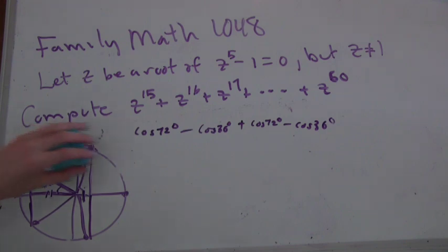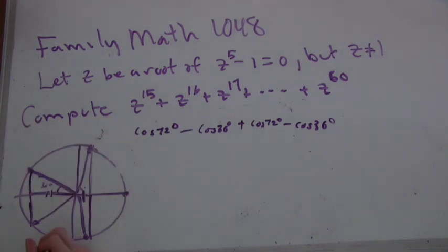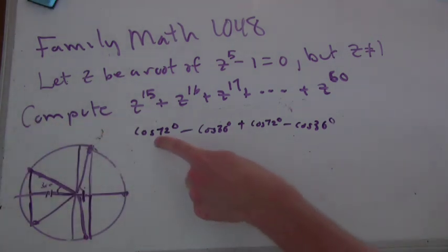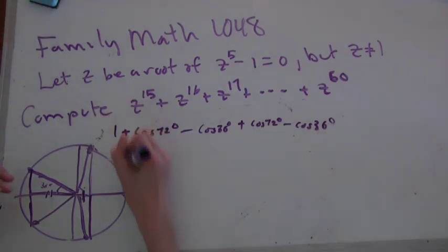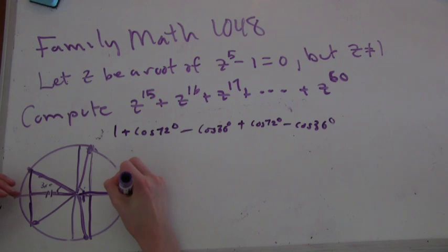Now if we go... Before you erase, you only have 4 terms here. Oh, we also have a 1. Where'd the 1 come from? This root here. Yeah, okay. So we're trying to figure out what this sum is, yeah.